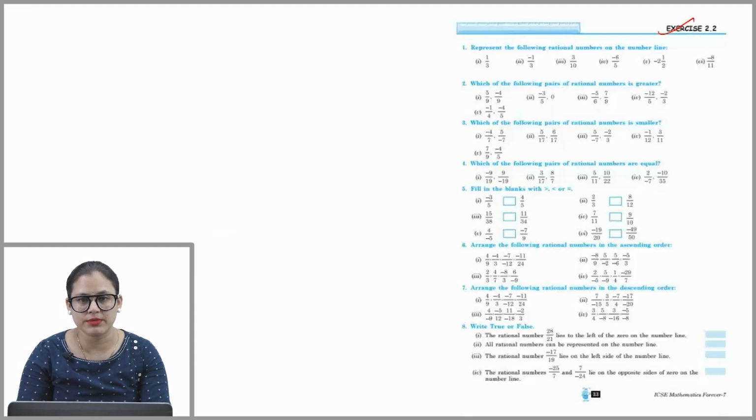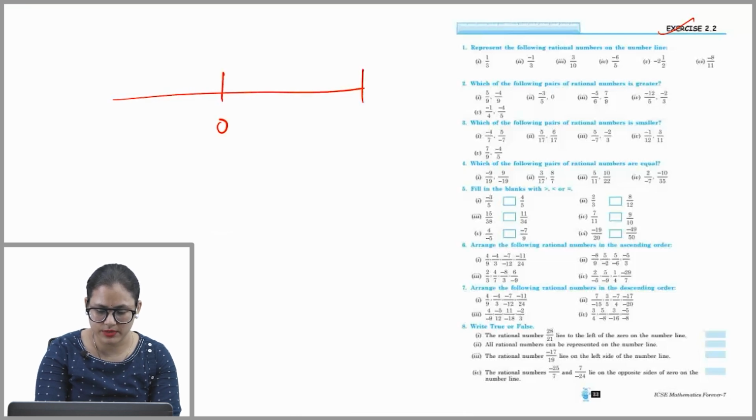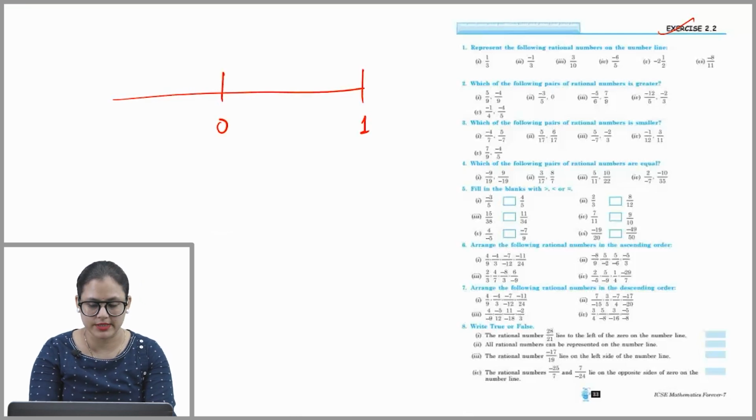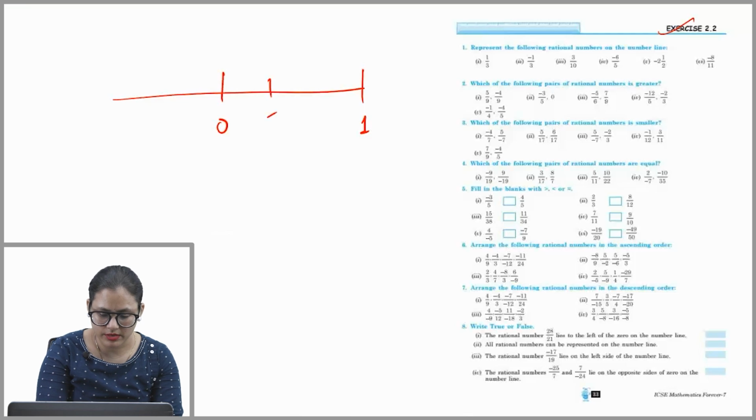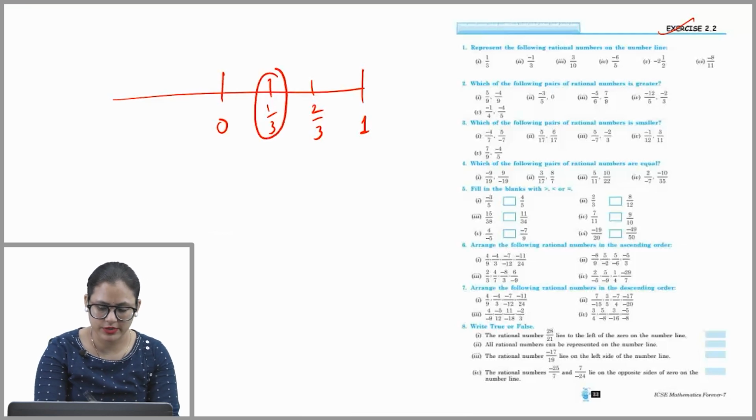Represent the following rational numbers on the number line. 1 by 3. This is 0, this is 1. We will divide it into 3 parts. This is 1 by 3, this is 2 by 3, and this is 3 by 3, that is 1. So 1 by 3 we have to represent, so this is 1 by 3, right?